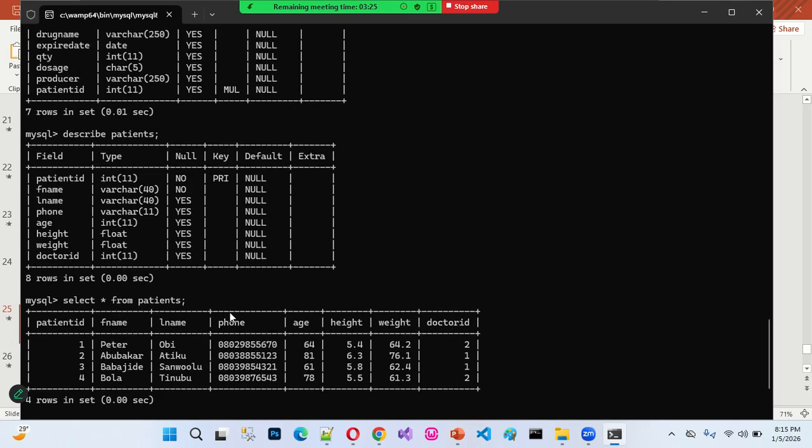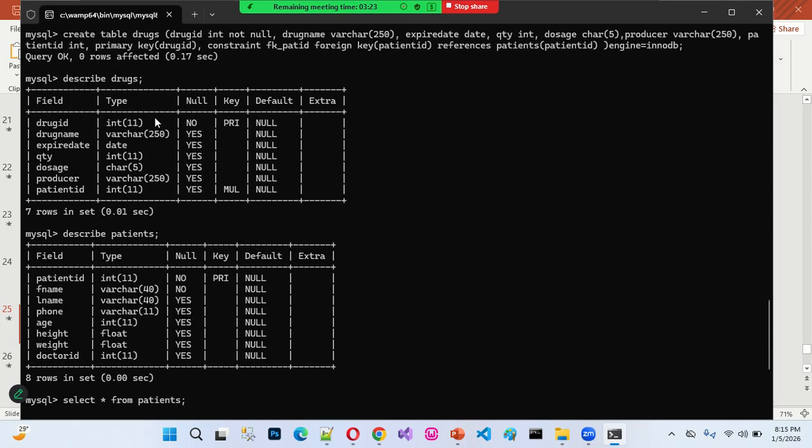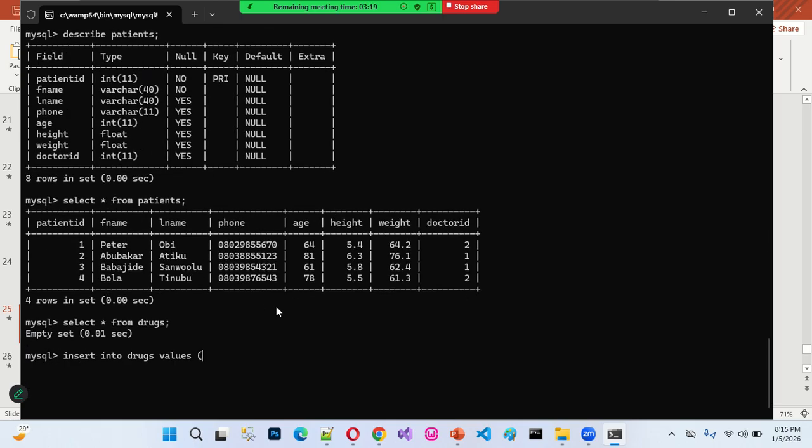My drug structure says what? I'm going to first specify the what? The drug ID, the drug name. Okay. The drug ID is one now. The drug name which I want to give is what? I call it Paracetamol. Okay. Now, the expiry date for that drug is 23/10/2026 now. Okay, that's the date now.